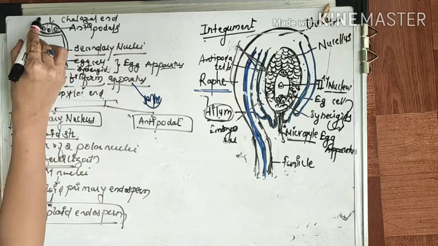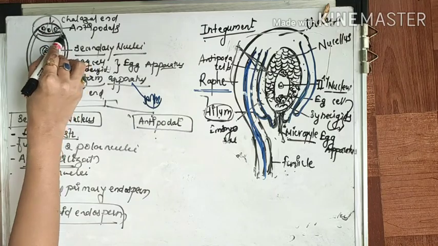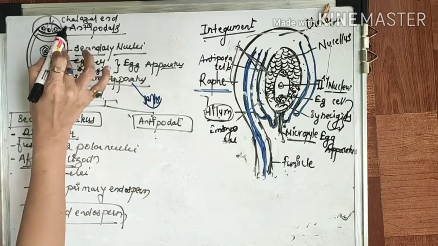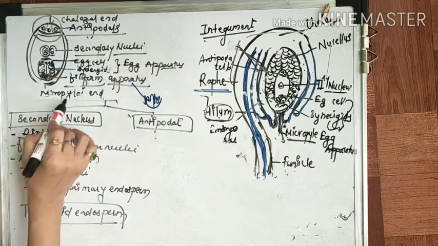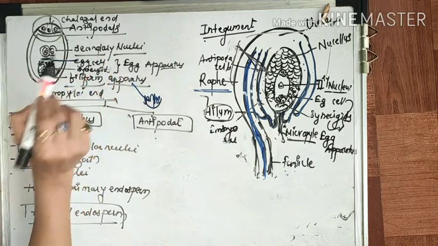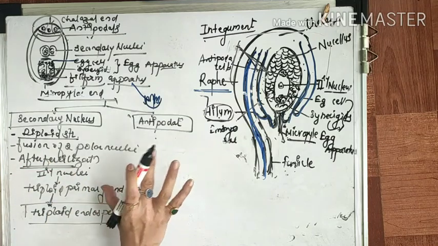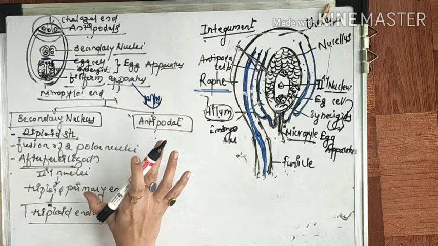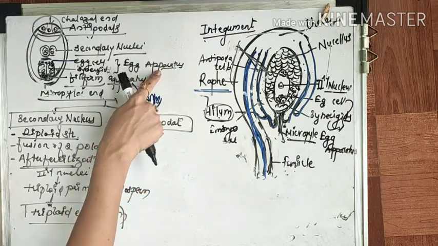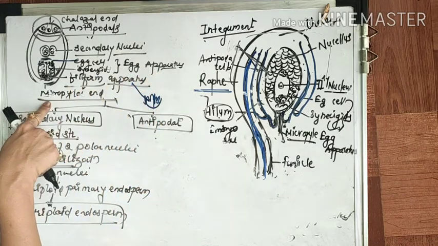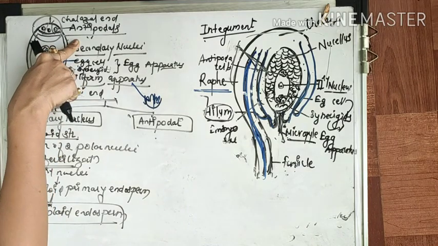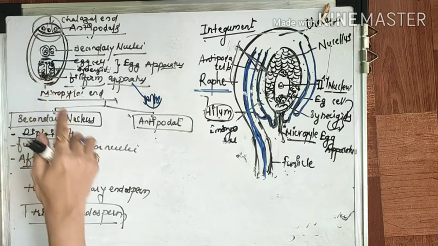The next part is called the antipodal. You can see these at the chalazal end. Antipodals are always at the chalazal end, and the egg apparatus is at the micropylar end. This is the identification of the location of the egg apparatus and antipodals. Egg apparatus is always present at the micropylar end, whereas the antipodals are always located at the chalazal end.